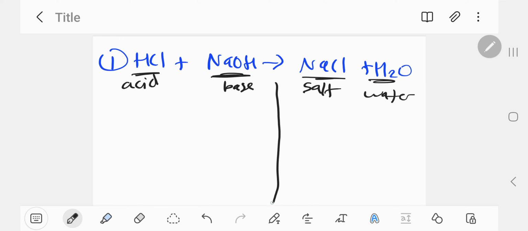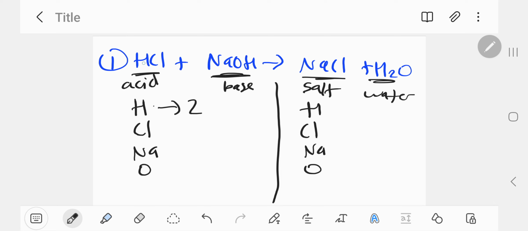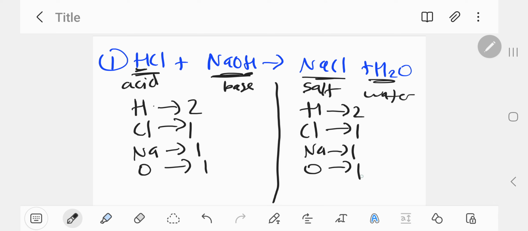Let's balance it. Step one is to make a list of the elements from left to right. You've got H on the left, Cl, chlorine, Na, sodium, O, oxygen. And the same thing on the right, you just mirror it. So you make a list, then you count how many. There's 2 hydrogen on the left, 1 chlorine, 1 sodium, and 1 oxygen. On the right, there's 2 hydrogen, 1 chlorine, 1 sodium, and 1 oxygen. And if you look here, it's already balanced.